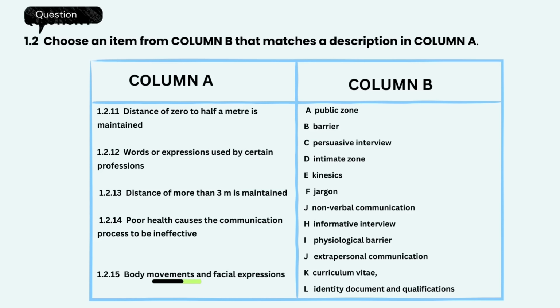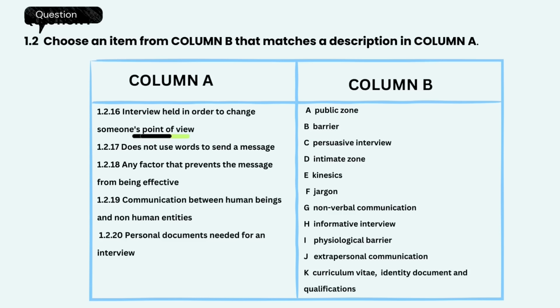Body movements and facial expressions. The correct answer is E. Kinesics. Interview held in order to change someone's point of view. The correct answer is C. Persuasive interview. Does not use words to send a message. The correct answer is G. Nonverbal communication. Any factor that prevents the message from being effective. The correct answer is B.